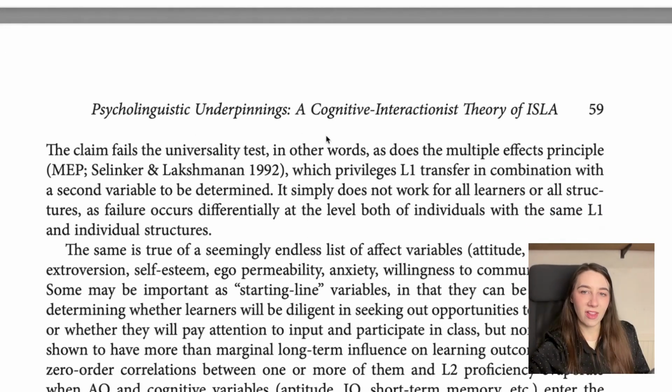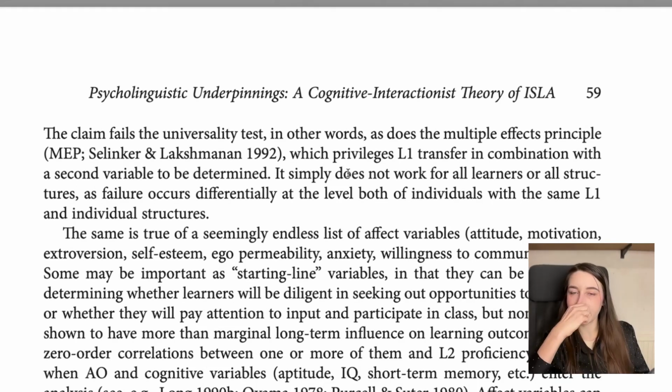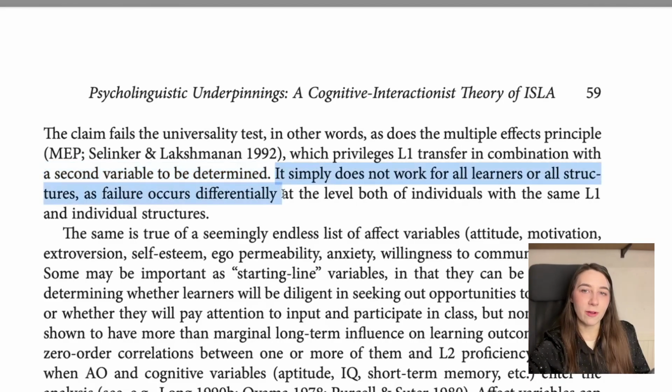And he also thinks there's this thing called the multiple effects principle. So that is focused on L1 transfer and also a second variable to be determined. So I guess that could be anything. So like motivation or anxiety, communicative need. And so he's saying it simply does not work for all learners or all structures, as failure occurs differentially at the level both of individuals with the same L1 and individual structures.